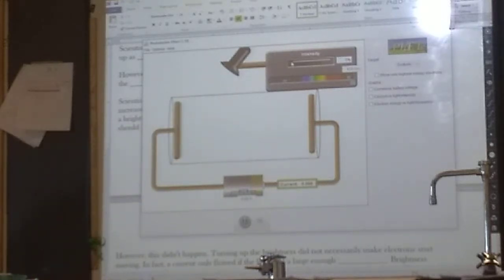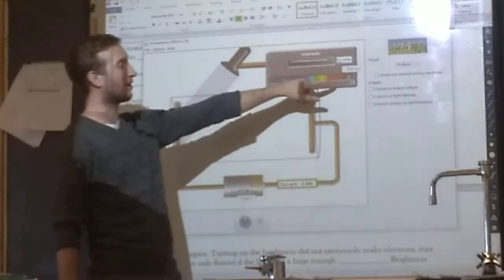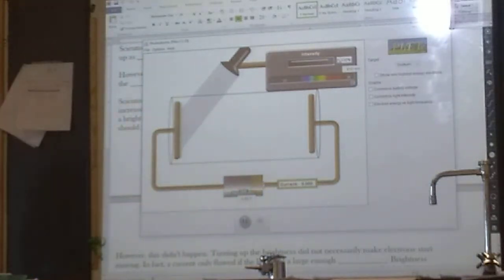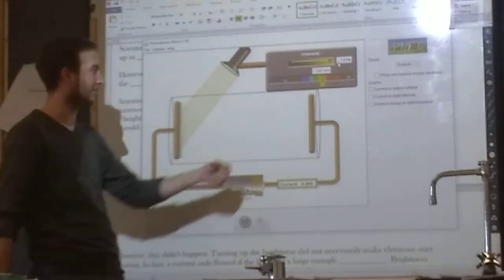So as I increase the intensity, it's reasoned that the current should increase. But if you notice, I just increased the intensity to 100%. Very, very bright light, very, very bright infrared light. I get no current. I don't see any electrons coming out. Well, that's kind of funny. Maybe let's try a different wavelength. Let's try somewhere in the reds. Nothing. Okay? We'll try yellow, or greeny yellow. Still nothing. Okay? Seems like the frequency is not really doing anything.